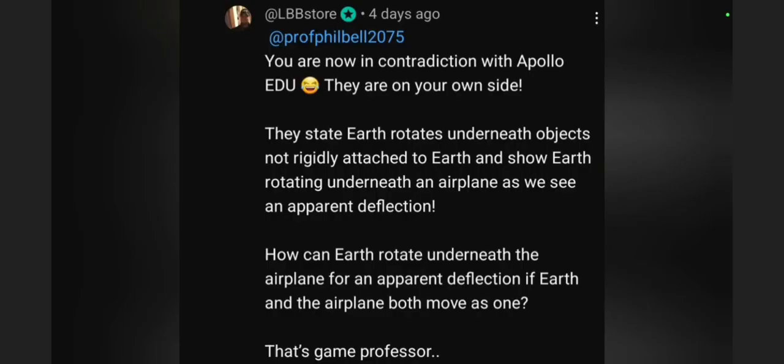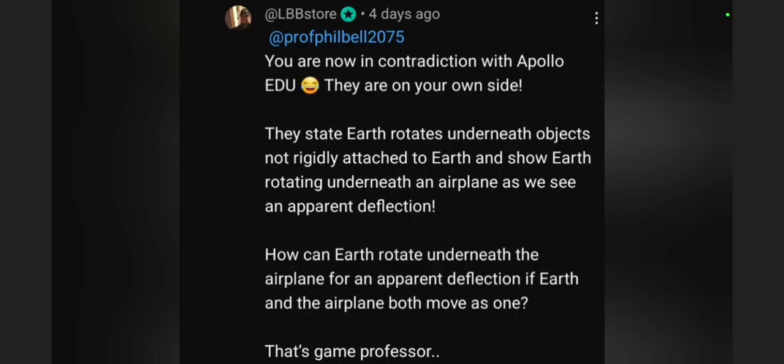LBB store to Professor Phil: you are now in contradiction with Apollo EDU. They are on your own side. They state Earth rotates underneath objects not rigidly attached to Earth, and show Earth rotating underneath an aeroplane as we see an apparent deflection. How can the Earth rotate underneath an aeroplane for an apparent deflection if Earth and the airplane both move as one? That's game, Professor. So he claims that Apollo EDU states that the Earth rotates underneath objects.